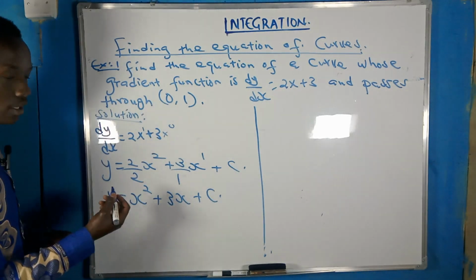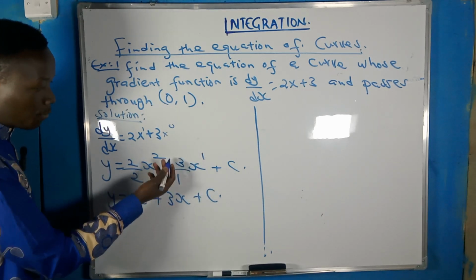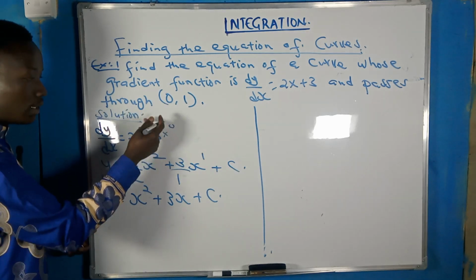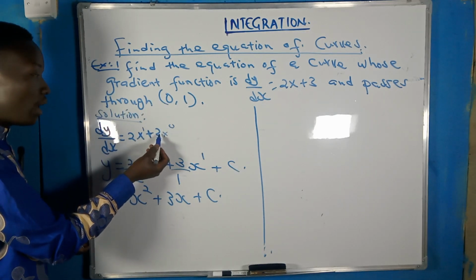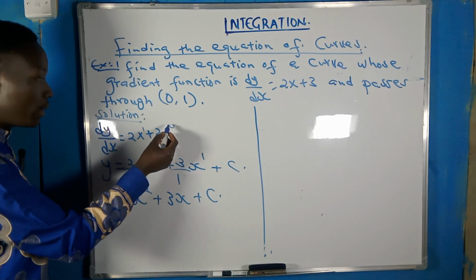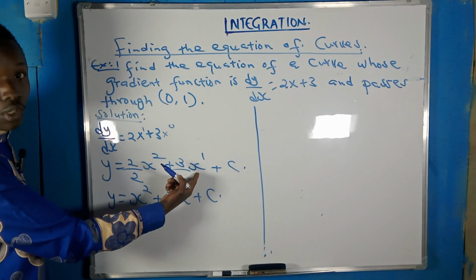So check here, don't contradict yourself here. The power of x is 0. Remember, any number to power 0 is 1. So that is why it's x to power 0. So what we do is that we add 1 to the power of 0 to be 1. That's why x is being introduced.